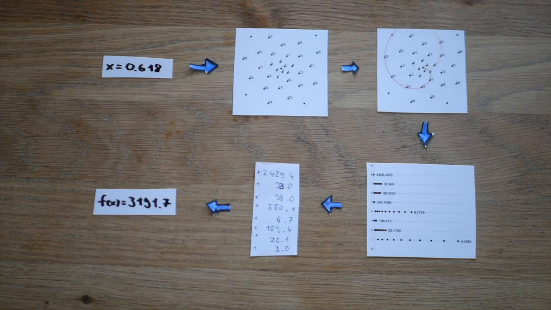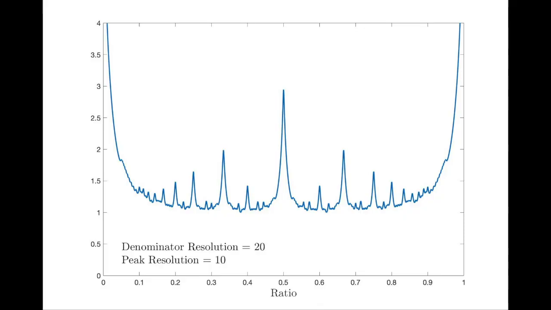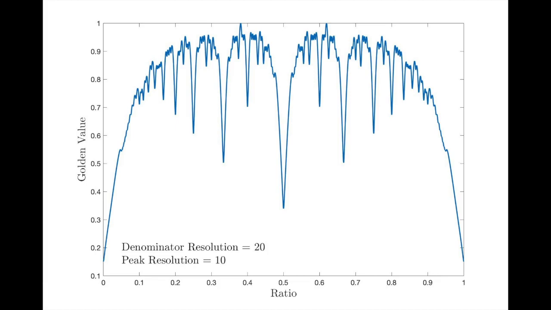If we now sum up the point densities on these spirals up to degree 20, we get this curve, which has maxima for ordered diagrams and minima for disordered ones. If we take the reciprocal of the curve, we get the golden curve. We see that something close to the golden ratio is the maximum of the curve. Let's make sure that the curve represents well the order and disorder of the spirals.